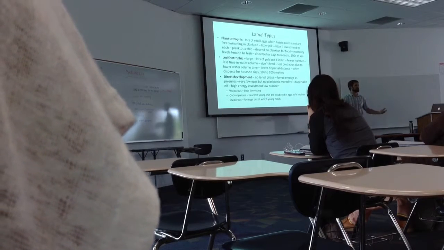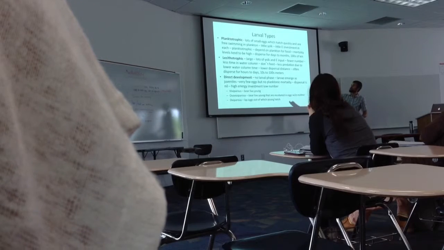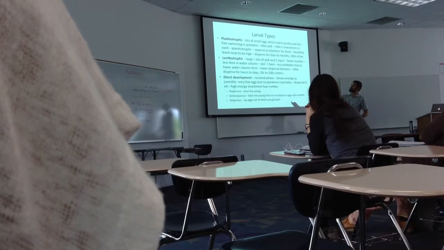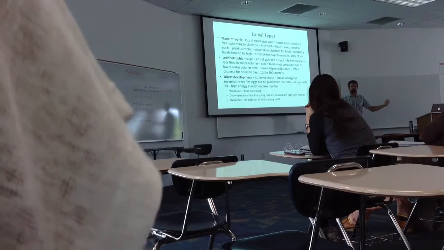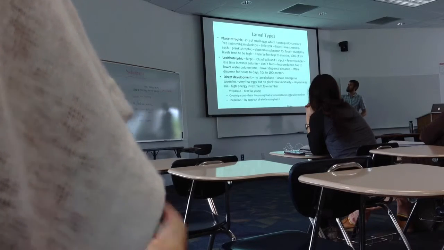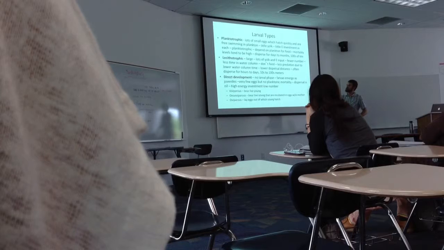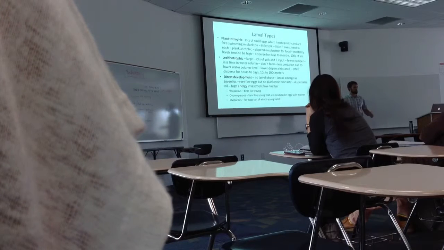So when we think about the number of offspring at any one time, planktotrophic organisms produce the most larvae per reproductive effort. Lecithotrophic, somewhere in the middle. Direct development, the fewest per reproductive effort.